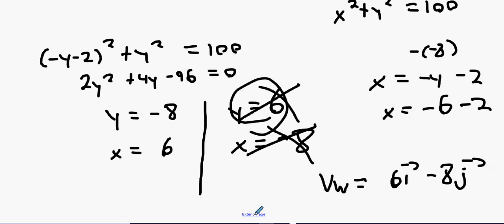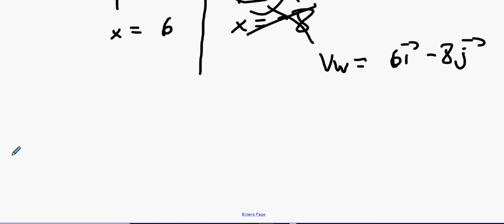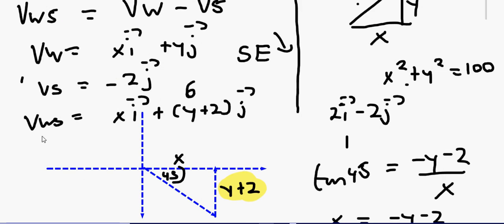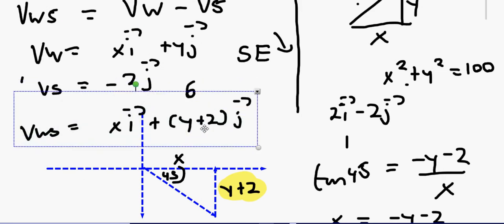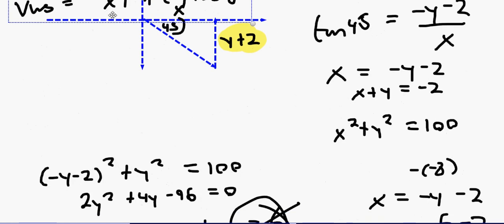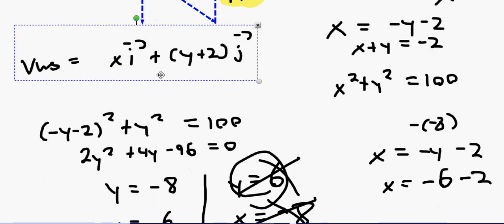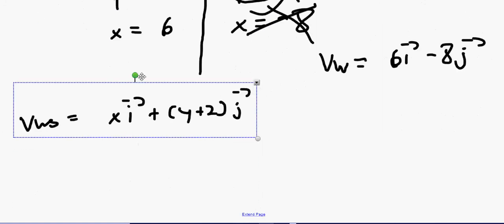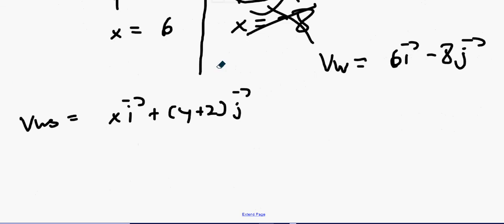Now part 2 of this question is awkward. Part 2 of this question is if he reverses his course such that he's going plus 2j but continues to sail at the same speed, from what direction would the wind appear to blow? Well, I'm just going to grab this item of information here. What's the one thing I can do here? Just reverse the 2. That's a plus 2, but you reverse your direction, so what should I change it to? When you go through the procedure again, this time it will be a minus 2.